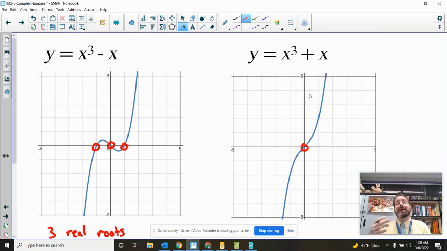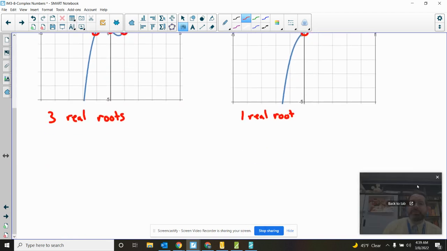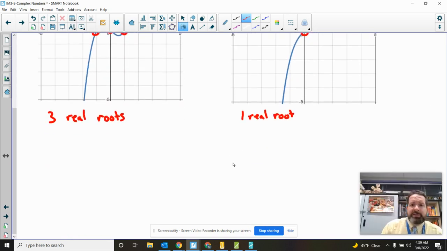The question is, are there others? For this, we're going to have to trust our algebra skills a little bit. So if I do 0 equals x to the third plus x, let's do some factoring. These have a GCF involved. There's a factor of x in both of those. So I can make it x times (x squared plus 1).